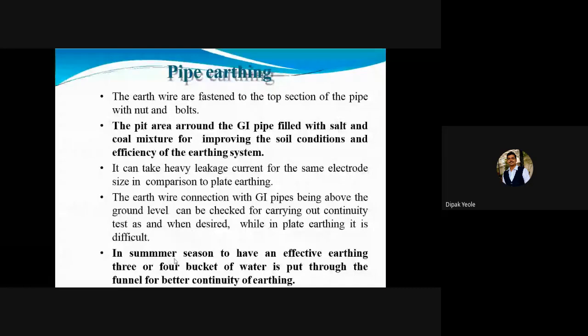In summer season, to have an effective earthing, 3 or 4 buckets of water are put through the funnel for better continuity of earthing. ज्यावेळेस समर सीझन चालू होतो त्यावेळेस ज्या ठिकाणी तुम्ही पाईप अर्थिंग केलेली असेल त्या ठिकाणी तुम्हाला कंटिन्युअसली वॉटर पोर करणं गरजेचं आहे, with the help of funnel arrangement. So what is the reason to make better continuity of the earthing?